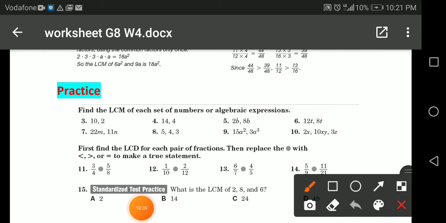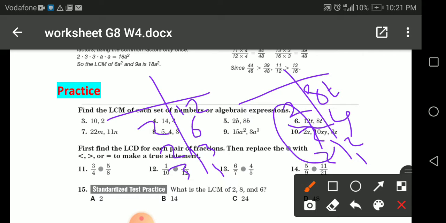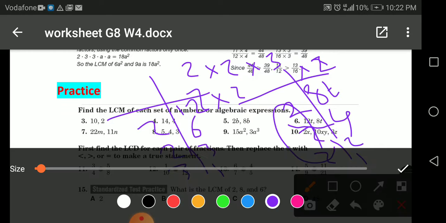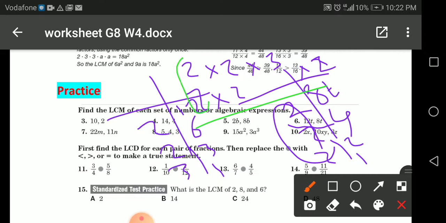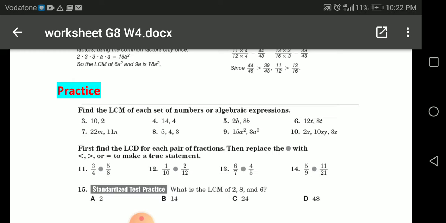Okay, guys, moving to 12t and 8t. 12 divided by 2 is 6, divided by 2 is 3, divided by 3 is 1. For 8t, 8 divided by 2 is 4, 2, 2, and another 2. 3 2's, and we have here 2, 2, and 3. So 2 multiply 2 multiply 3 multiply 2. 2 times 2 times 2 is 8. 8 times 3 is 24, right? And I have t and t, so it will be 24t.